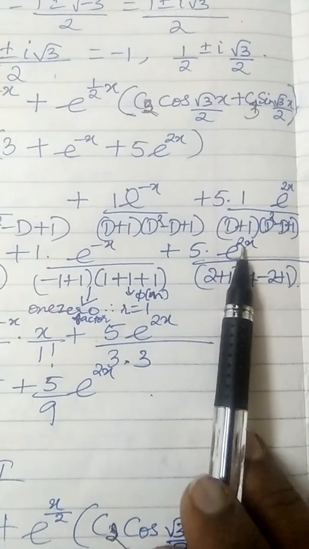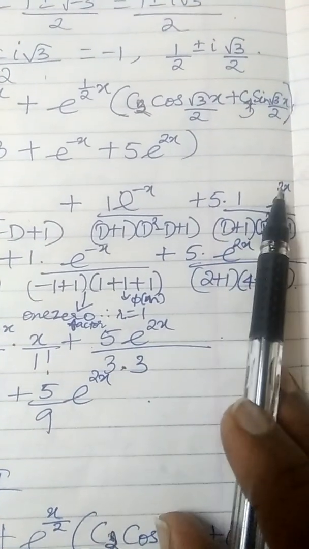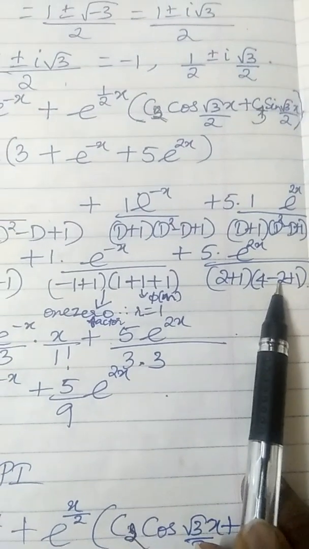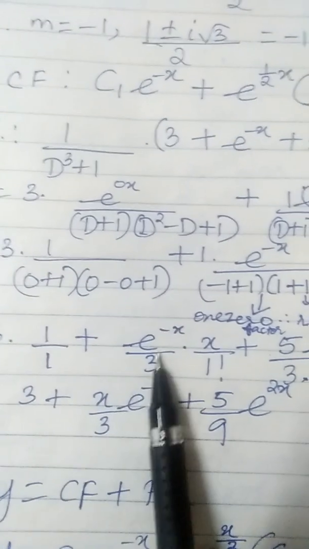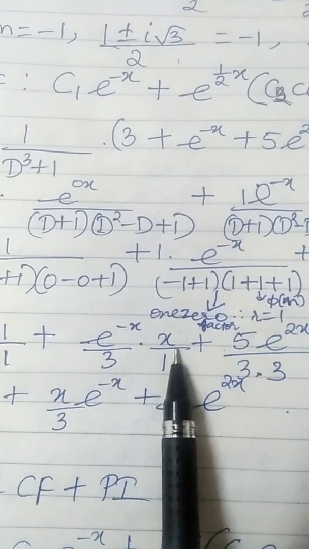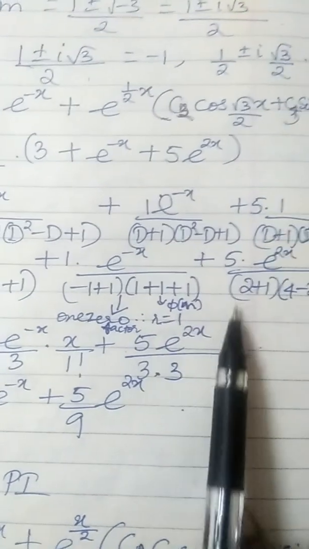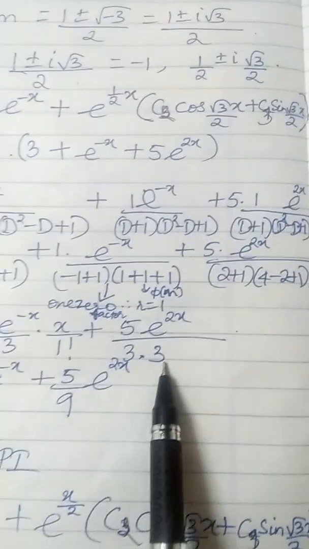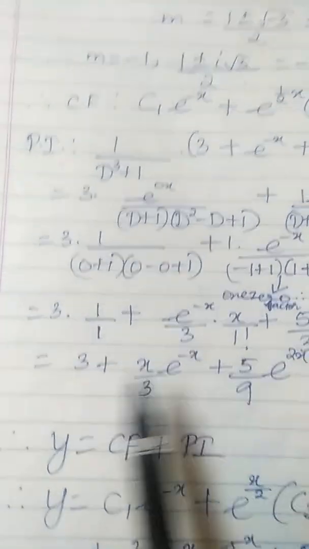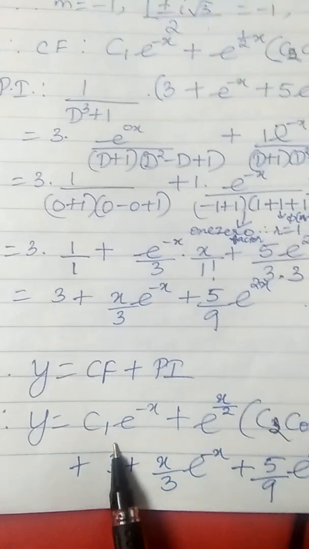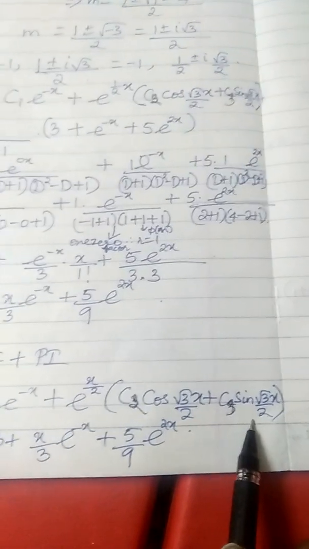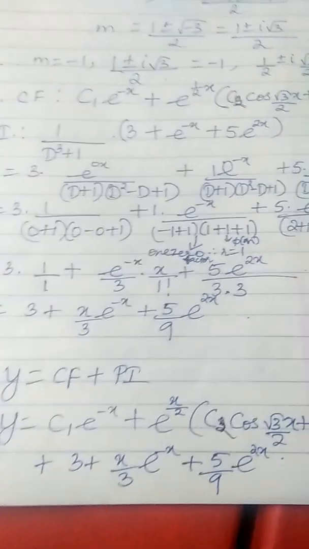And for the third one, we have 5 into e power 2x; by substituting D as m, we are not getting any 0 factors, so we can proceed in the same way. So we will get 3 into 1 by 1, plus e power minus x by 3 into x by 1 factorial, plus 5 by 3 e power 2x into 3. Simplifying, we will get the particular integral, and y should be written as CF plus PI, that is CF as we wrote earlier plus PI. Hence the solution. Now let us go on with the next problem.